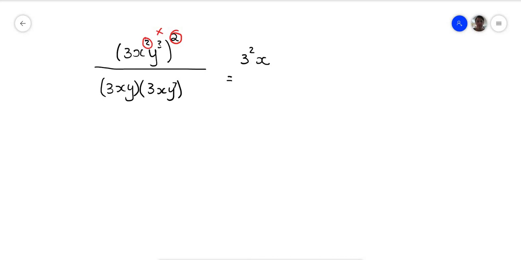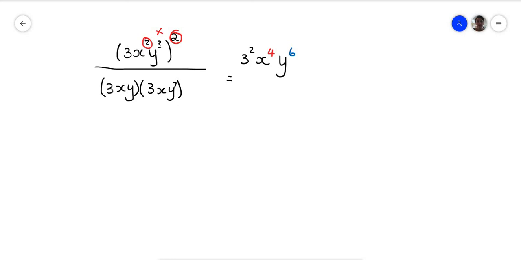So it's going to be x to the power of 4. Then it's going to be y to the power of 3 times 2, let's do it in another color, is going to be 6. So when I raise a power to a power, it's multiplied.